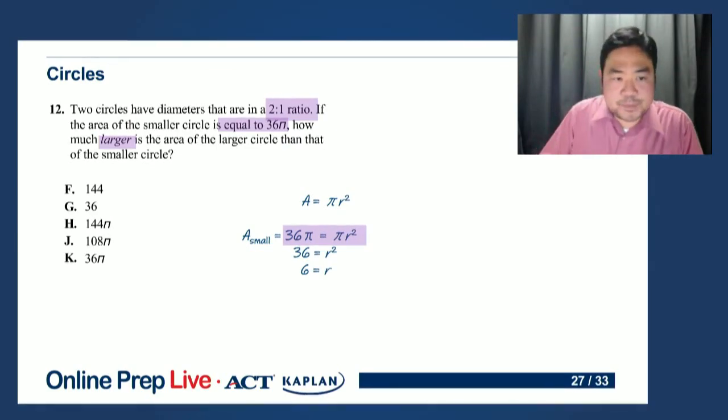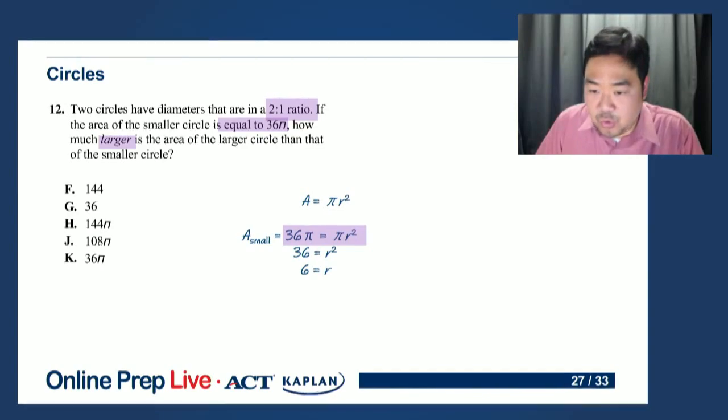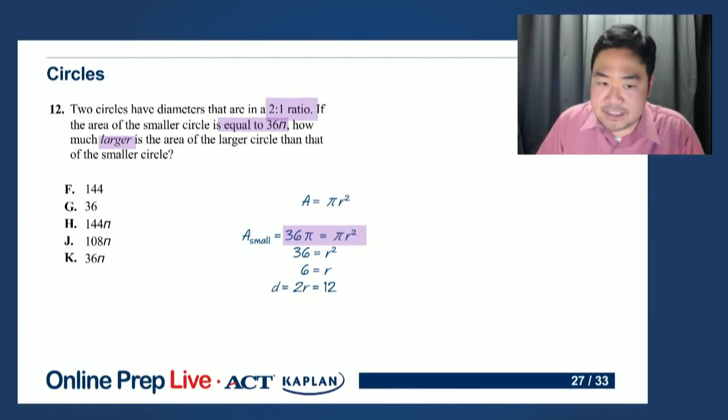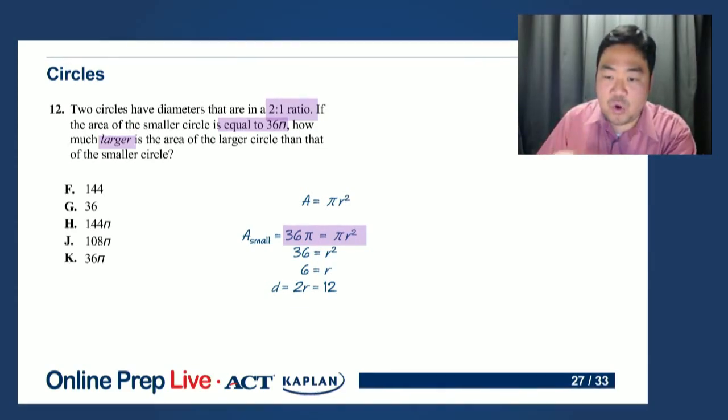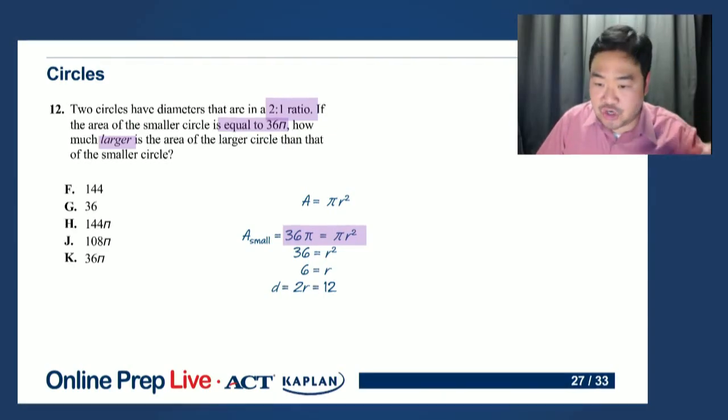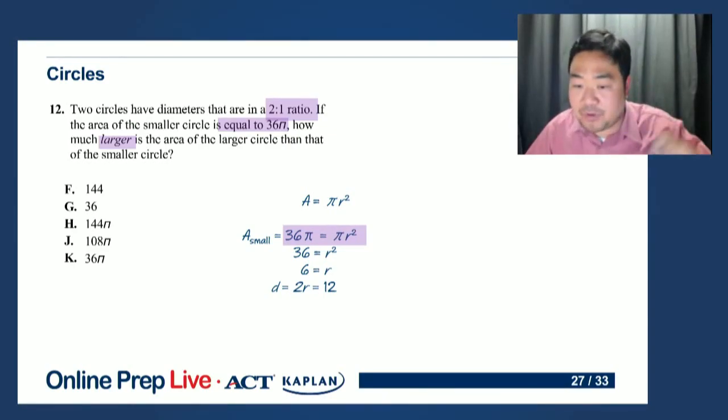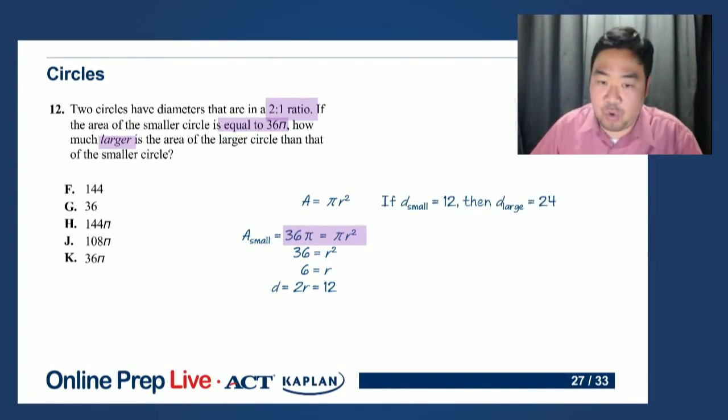So we've got that. Now, going back to the original question, though, two circles have diameters in the 2-to-1 ratio. So we know that the radius of the smaller circle is 6, but we have to think in terms of diameter here. What's the diameter of that smaller circle? Well, we're going to double the radius. So the diameter of the small circle is 12. And it says the two circles have diameters in the 2-to-1 ratio. So since the smaller circle's diameter is 12, what's the diameter of the larger circle? And I see a lot of people mention the double thing, so it's going to be 24. So the diameter of the larger circle is 24.